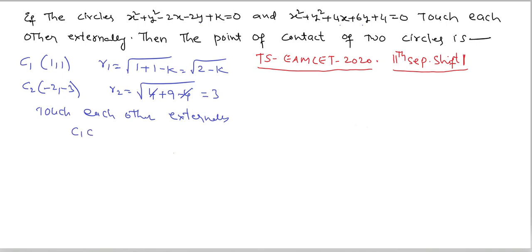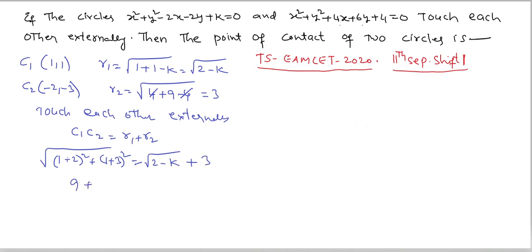That means C1C2 is equal to R1 plus R2, that is, C1C2 is the square root of (1 plus 2) whole square plus (1 plus 3) whole square, equal to R1, which is the square root of 2 minus k plus 3. So (1 plus 2) squared is 3 squared, which is 9, plus (1 plus 3) squared is 4 squared, which is 16. The root of 9 plus 16 is equal to the root of 2 minus k plus 3.